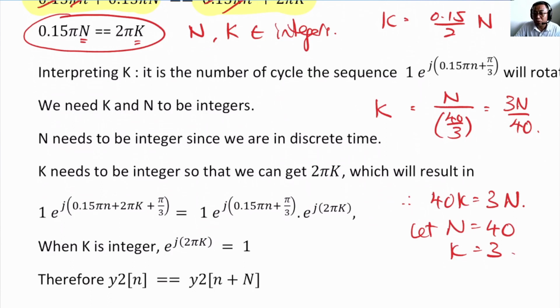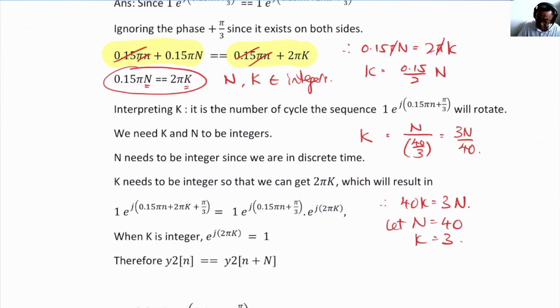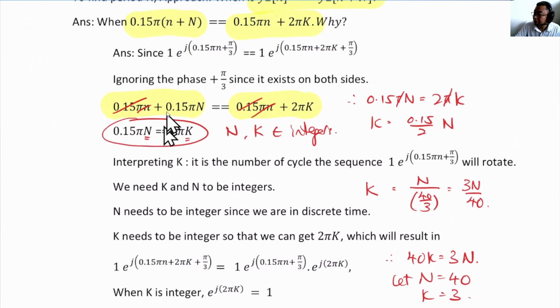What does k equals 3 mean? It means that this complex exponential here will rotate 3 times, 3 different cycles, at 40 samples. So only when N equals 40 do we see that this signal becomes periodic.